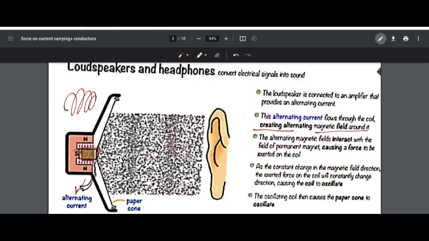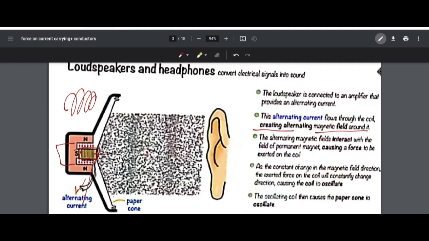When the magnetic field is produced, the alternating magnetic field lines interact with the field of the permanent magnet. So we have a magnet in between. This is a coil, and these are two magnets. These two magnets have their own magnetic field, and that coil has its own magnetic field. These two magnetic fields will interact with each other and produce a force, causing a force to be exerted on the coil. Both are going to exert force on the coil.